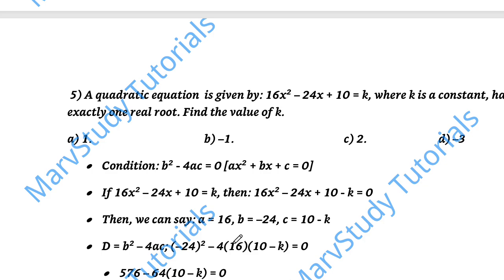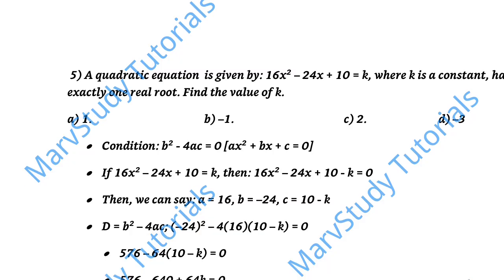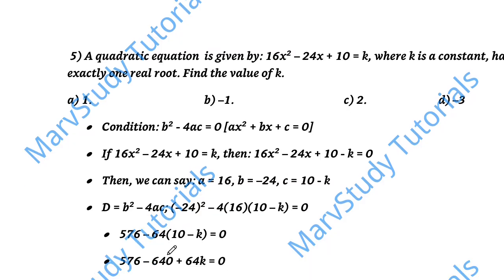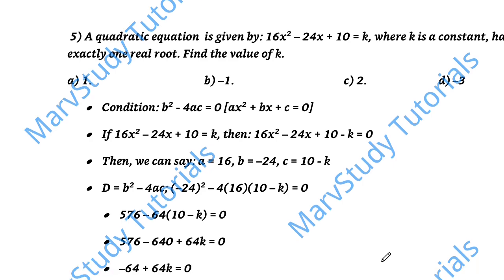4 times 16 is 64. Bracket 10 minus k. And if we do the expansion, we're going to have 64 times 10, that's 640, so negative 640. Negative 64 times negative k is positive 64k. Then next is to do 576 minus 640 on your calculator, and that's going to give you negative 64. And then you have negative 64 plus 64k equal to 0.